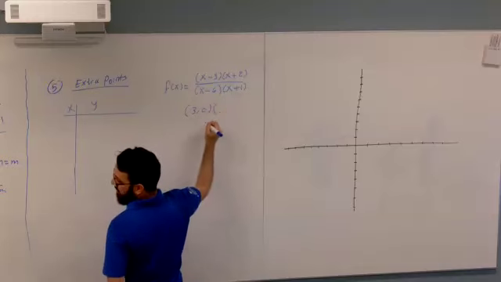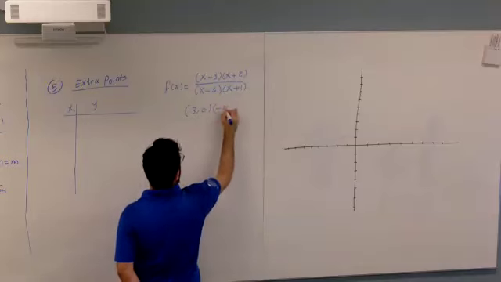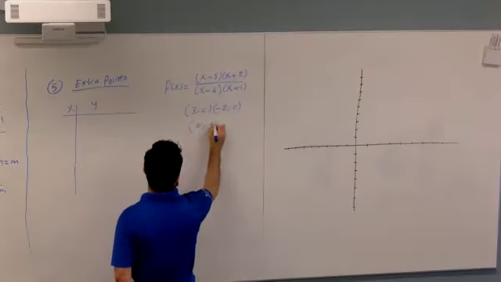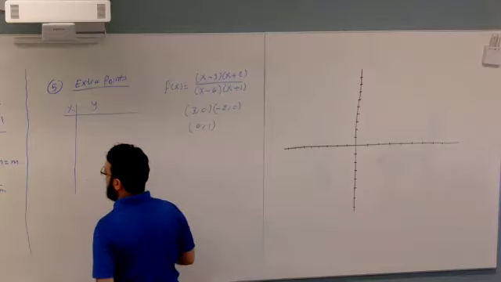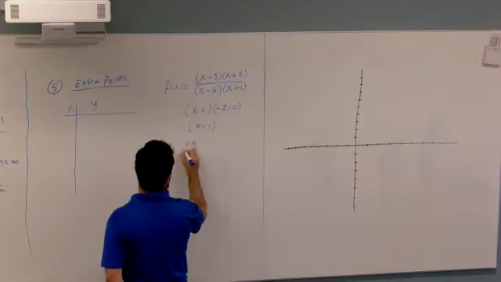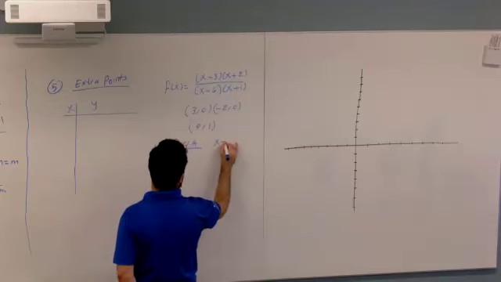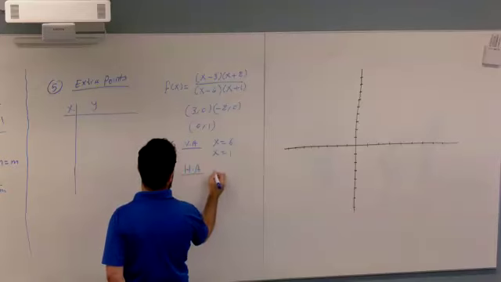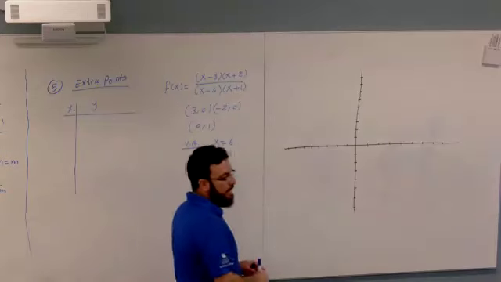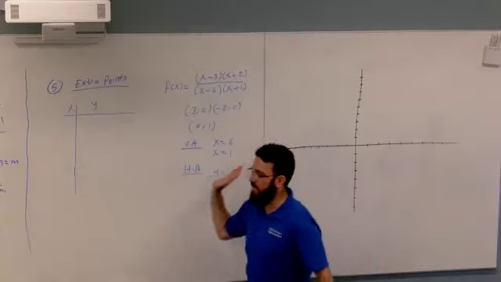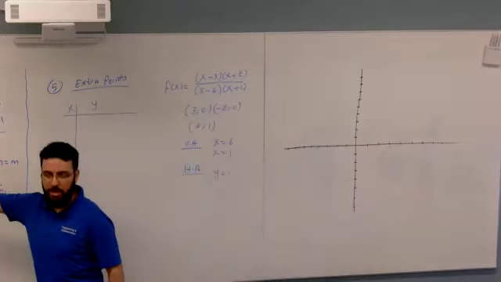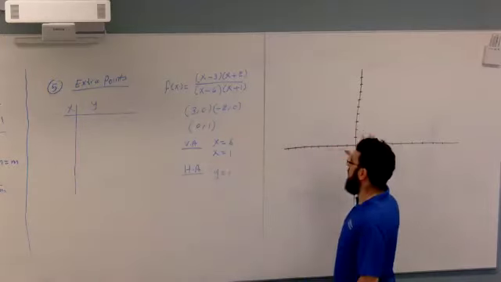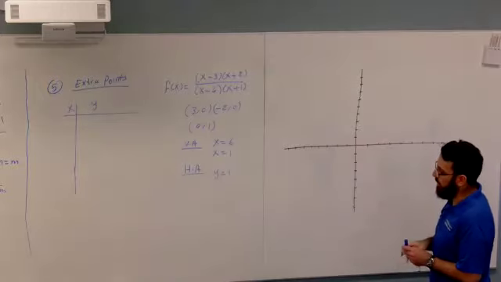Another point is -2, 0, and we have 1 y-intercept, 0 and 1. What else we have? We have vertical asymptote at x equals 6 and x equals 1. And we have horizontal asymptote at y equals 1. So you see what I did? Put all the information here because I'm not gonna look for everything. All the information here. Now I need to graph this information on the XY coordinate.